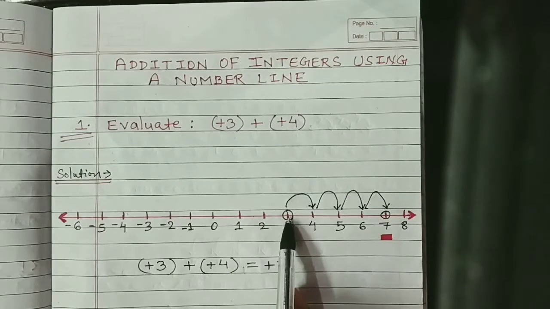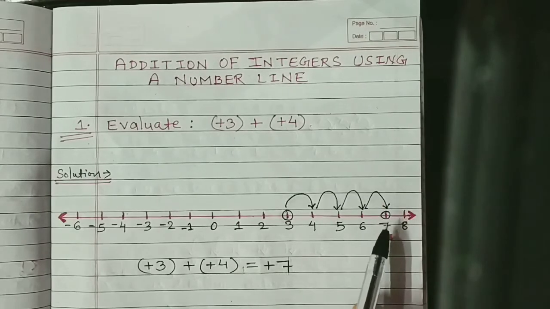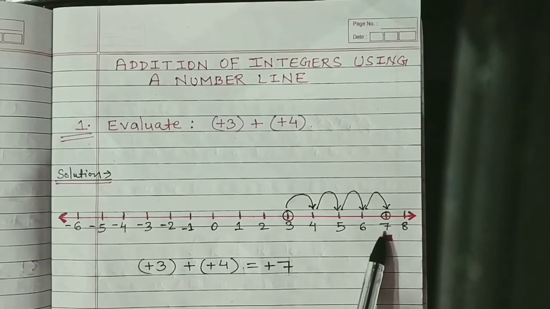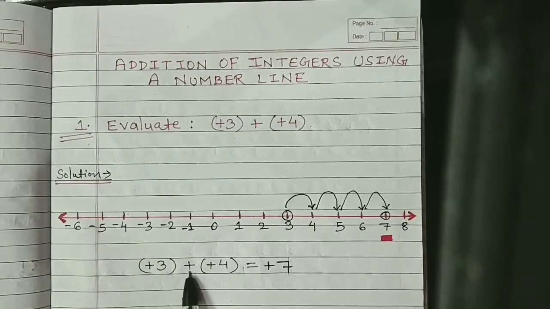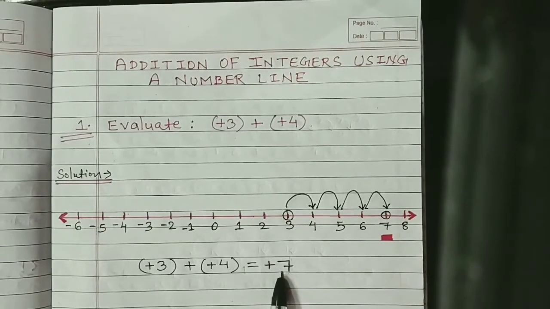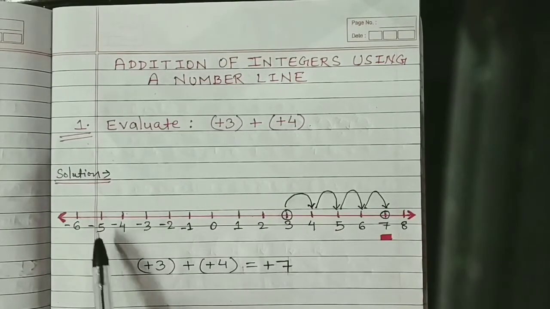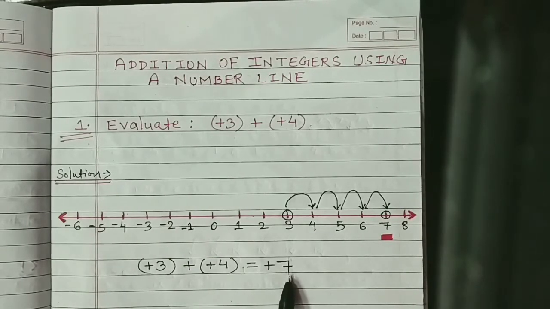So 1, 2, 3, 4, and we have reached in this place, and in this place the integer is plus 7. And this is our required answer. So I have written here plus 3 plus 4 equal to plus 7. So we have added these two integers using this number line, and our answer is plus 7. Clear?